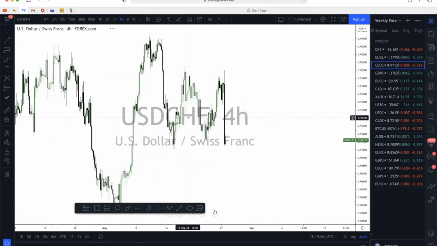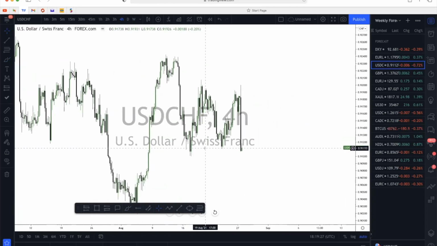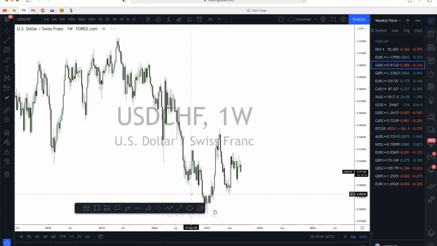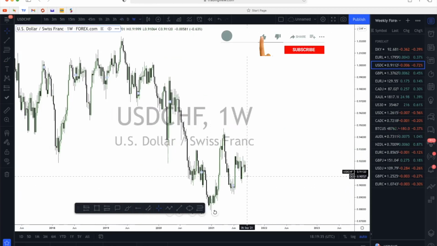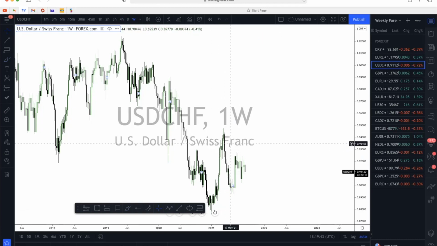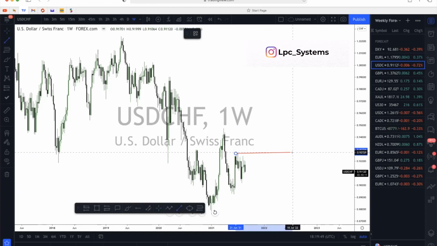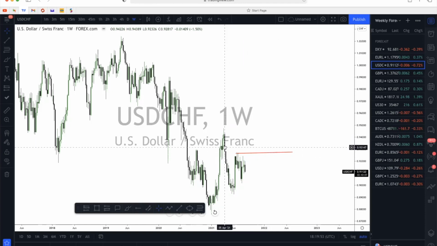Now, for USDCHF, just as the pattern we've seen on the dollar index, the same pattern is given to us here. I'm still expecting price to come all the way to this area. This particular zone on the weekly time frame will be my liquidity zone. So I'm expecting price to come back into this area.